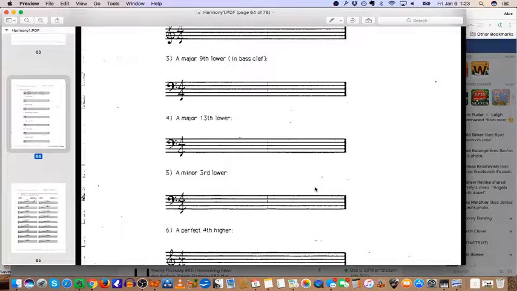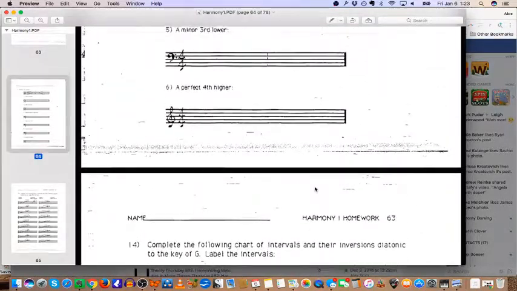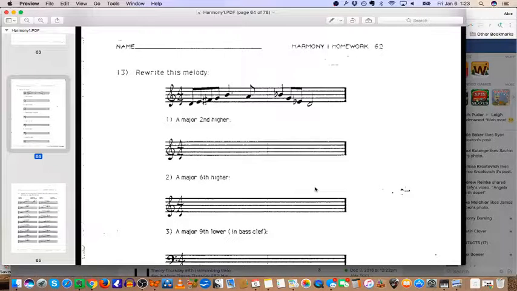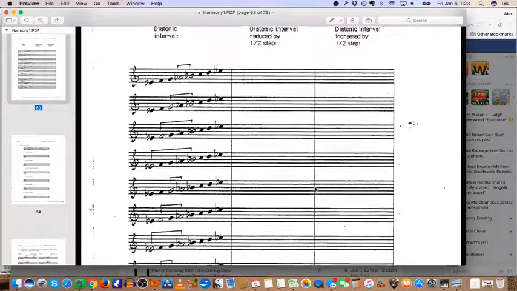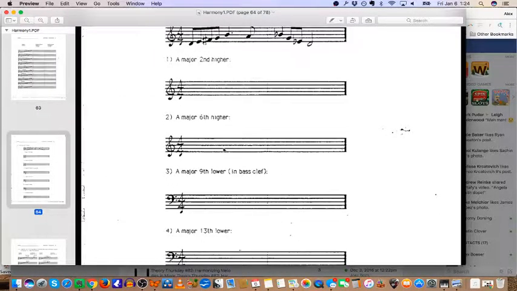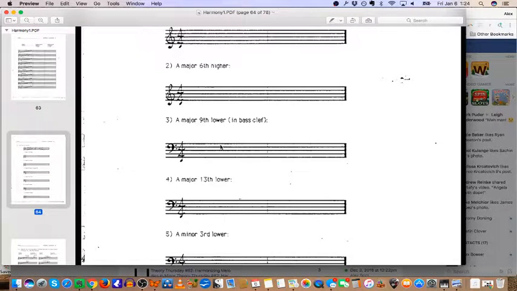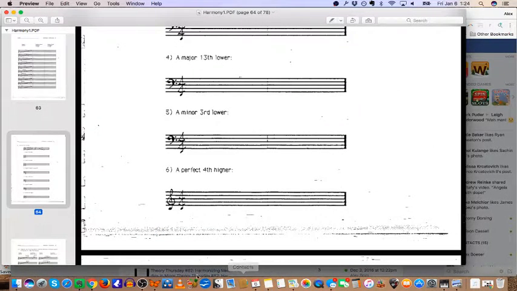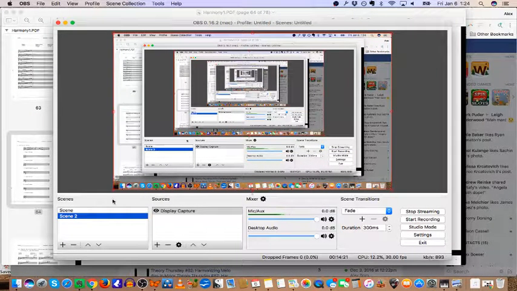Cool. Watch your clefs, and should be good. And definitely play these if you can. I mean, this is such great information that if you play them, you're gonna get extra, bonus knowledge out of it, I would say. All right, so that is the end of our homework.